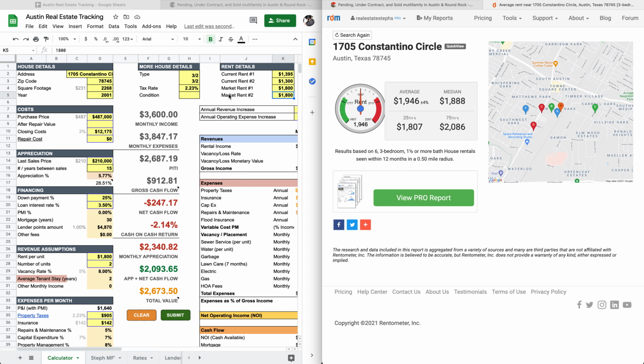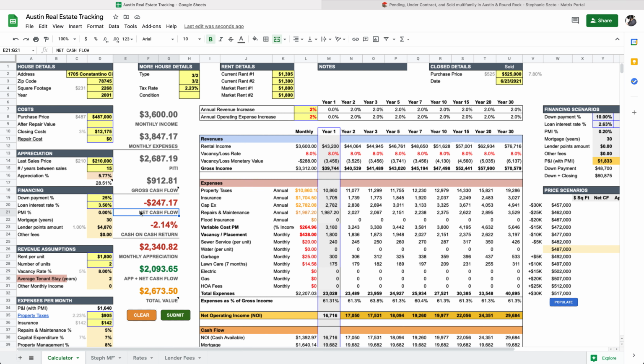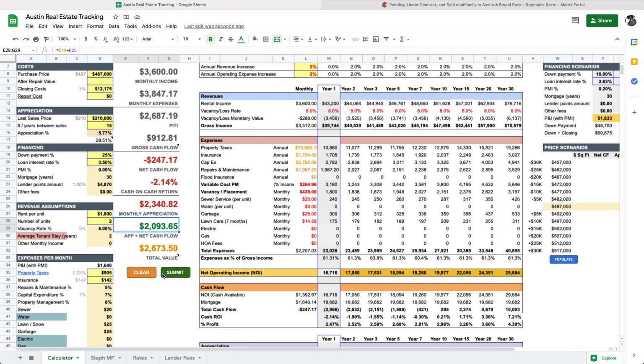The CMAs he sends give me a breakdown of what the market rent is, and also similar houses that have sold recently. So I get a sense of comps for the price per square foot. In this case, I think that's all the stats I wanted to put in. So this is basically what it looks like. It's around negative 250 in cash flow. The appreciation is pretty strong as well, just under 6%, which nets out to just over $2,000 if you net those both together.